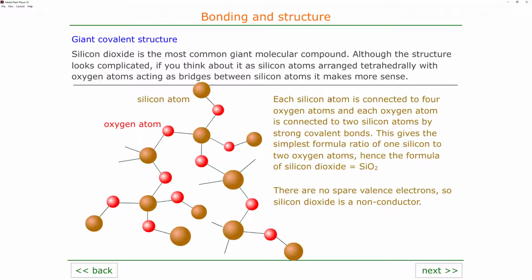Silicon dioxide, to continue, is the most common giant molecular compound. And once again, although it looks complicated, you can think about it as silicon atoms arranged tetrahedrally with oxygen atoms acting as bridges between the silicon atoms. The average formula is SiO2.